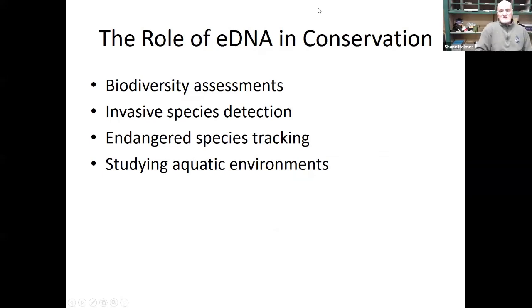So when we look at this genetic material, we have to look at how it plays a role in conservation. These 4 items listed here are just a small subset of the ways environmental DNA is being used in research projects related to conservation around the globe. We'll take a look at these individually.